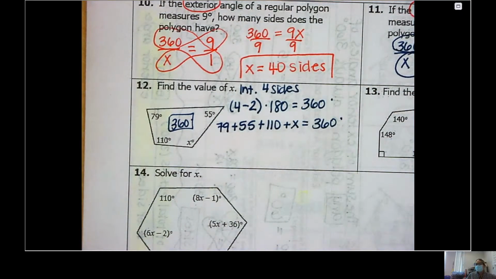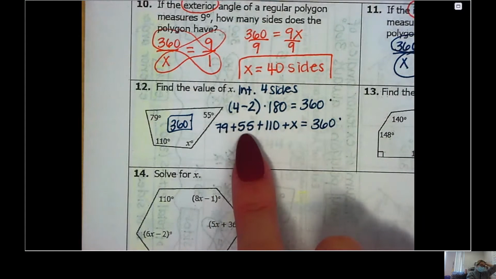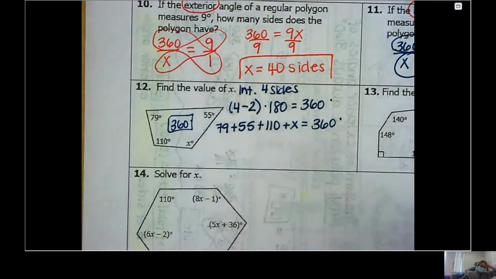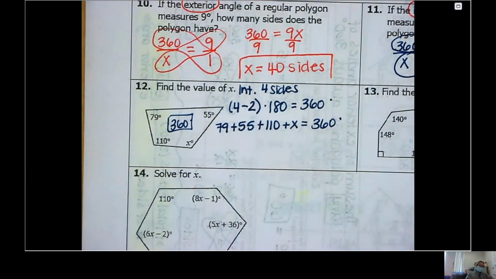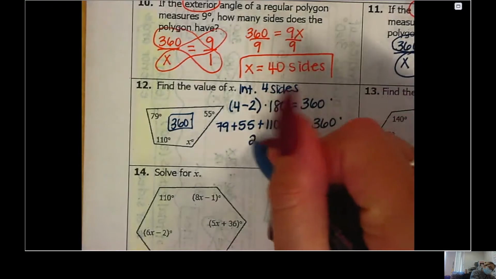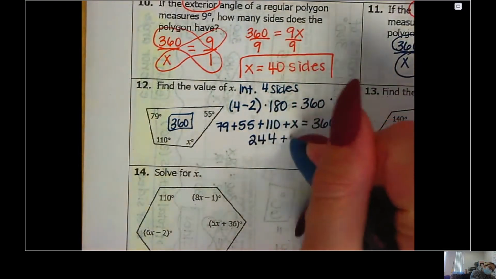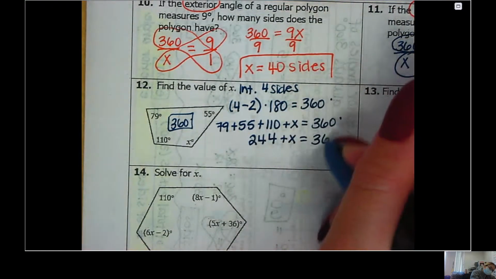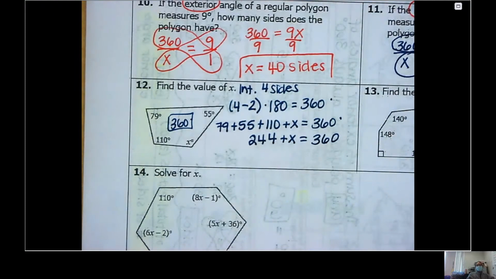What should I do? Yeah, combine some like terms. So I essentially just want to put together all the numbers. So 79, 55, and 110. 244. Okay, added all the numbers together. Super simple. What's my last step?